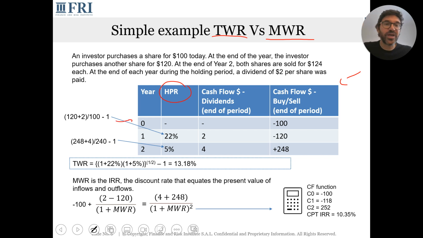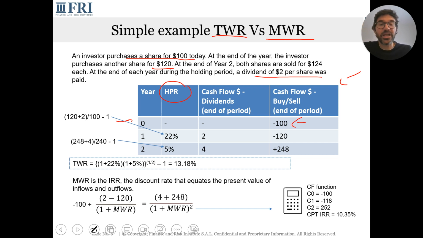In year 0, which is actually the beginning of year 1, you bought one stock. So this is an outflow of $100. $100 would leave your bank account to invest in that particular stock. So you have an initial cash outflow of minus 100. Now, they tell us that at the end of the year, the investor purchases another share for 120. This means that the share you initially purchased for $100 is worth 120 at the end of year 1. They also say that a dividend of $2 was earned at the end of each period.